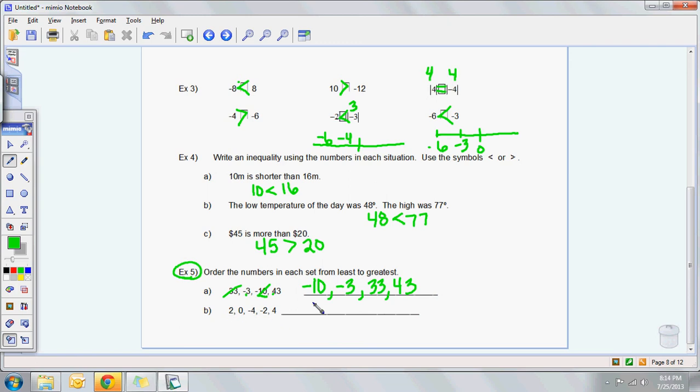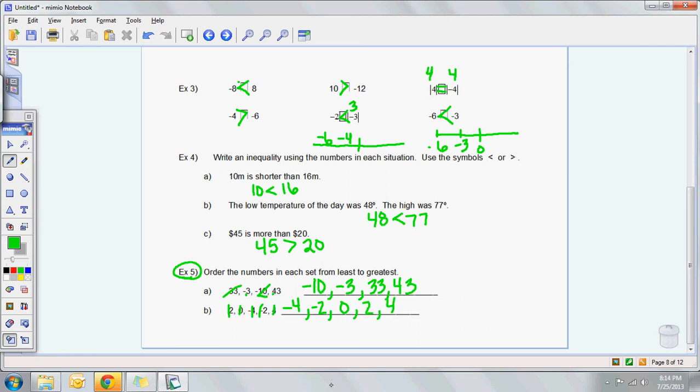All right, try this one without me. You might want to pause your video, see if you can do it. So the smallest number is -4. Next smallest would be -2. Then we hit 0 on that number line, count up to 2, and then 4.